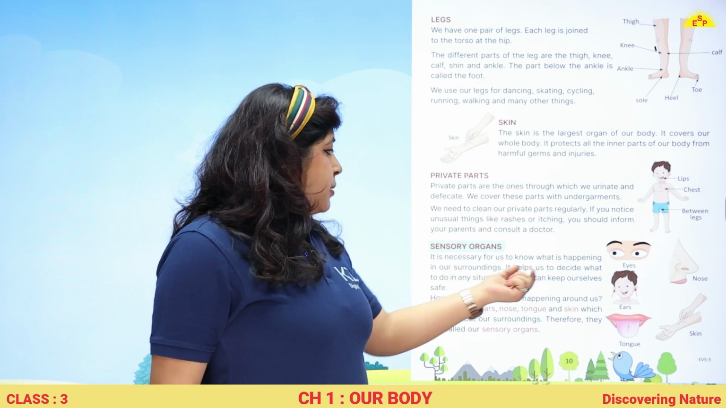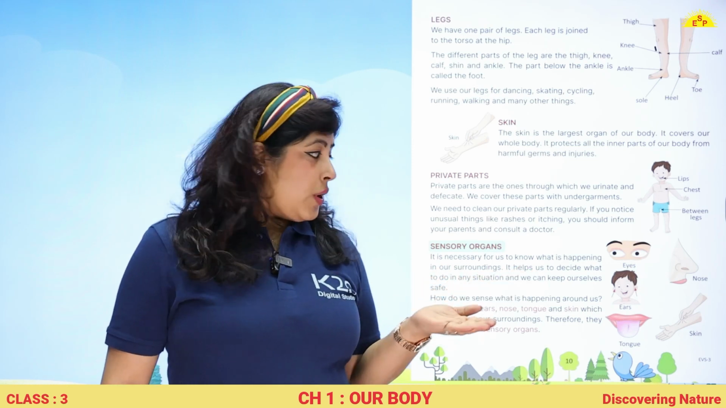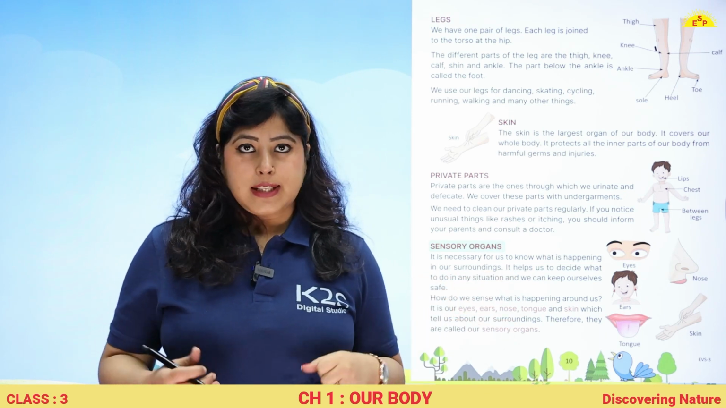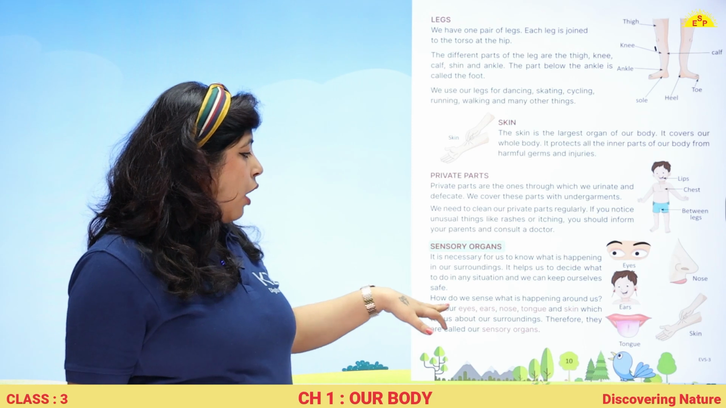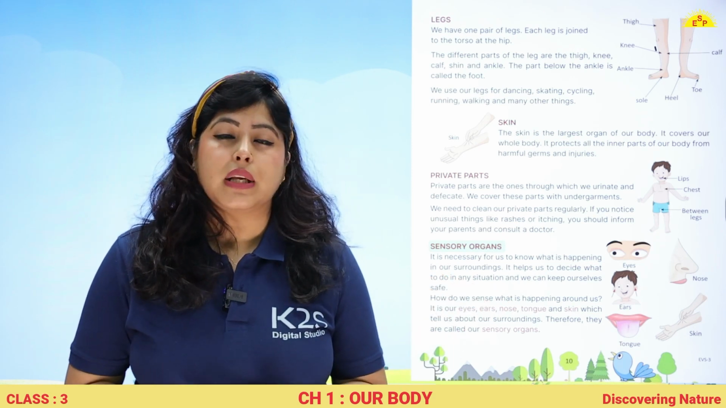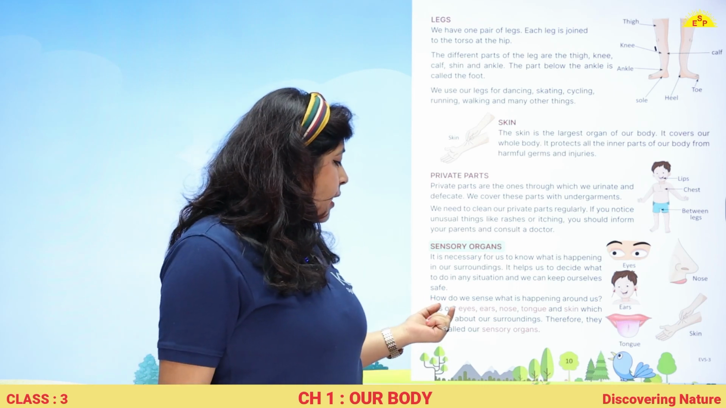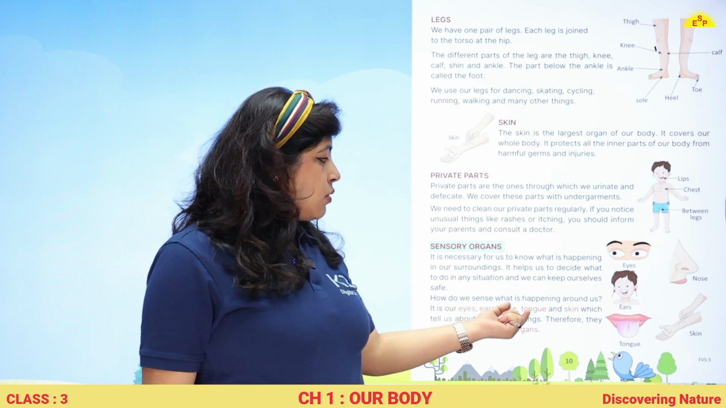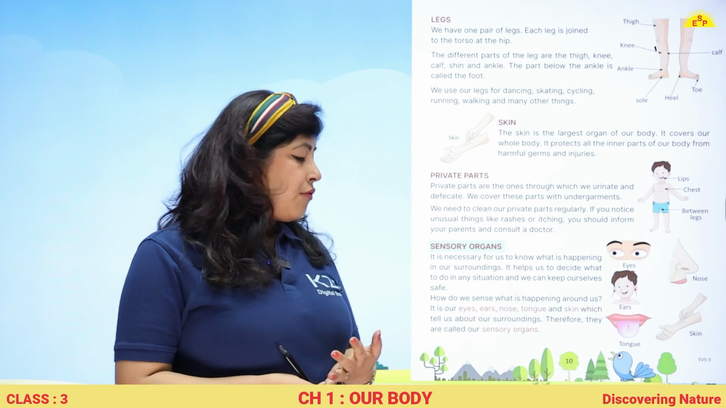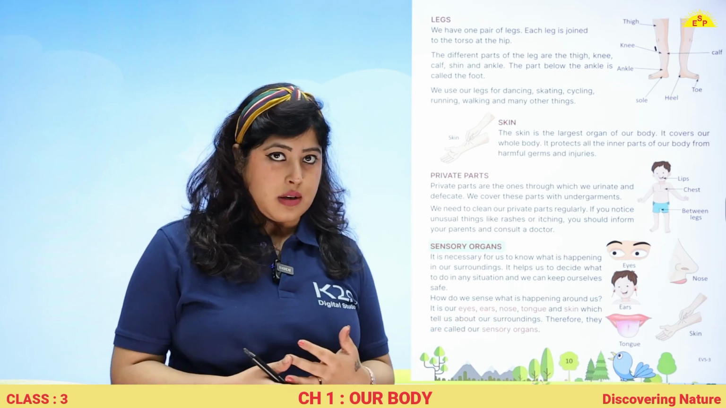Now it helps us to decide what to do in any situation. And we can keep ourselves safe. हम अपने आप को कैसे safe रखेंगे? Now, how do we sense what is happening around us? हमारे आसपास क्या हो रहा है? हम इसे कैसे sense करेंगे? It is our ears, eyes, nose, tongue and skin which tell us about our surroundings. Therefore, they are known as sensory organs.